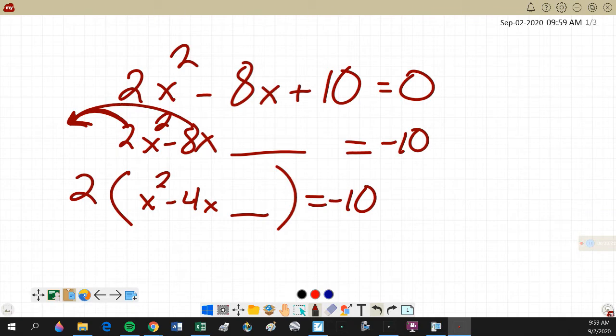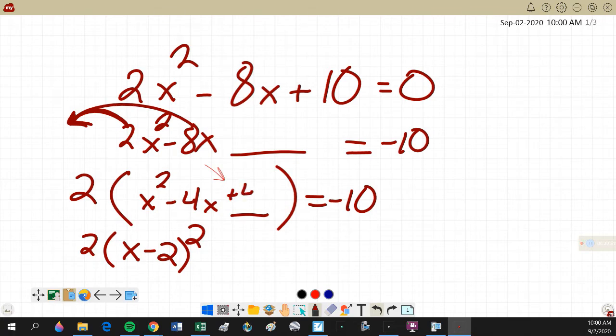Does everybody follow? Okay. Now, this is going to be x minus what squared? 2. So what should I put here? Positive 4. What should I put on the other side?